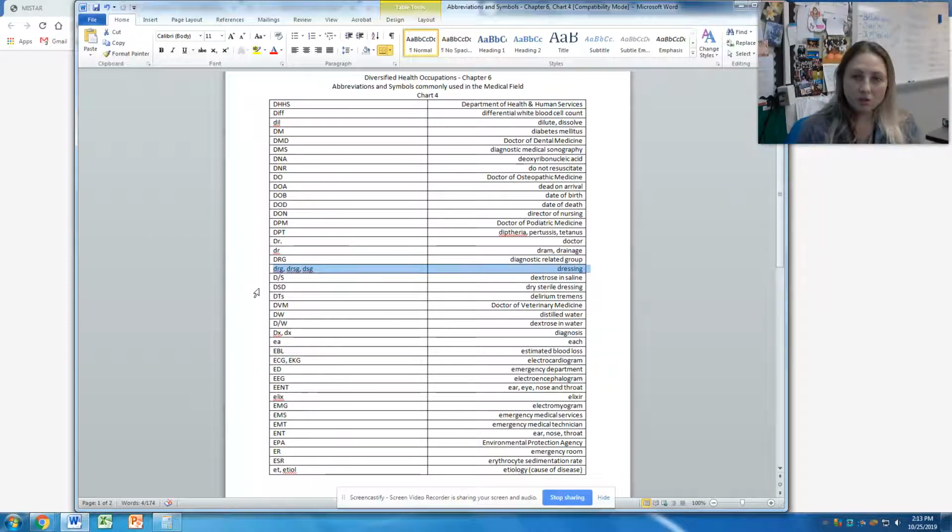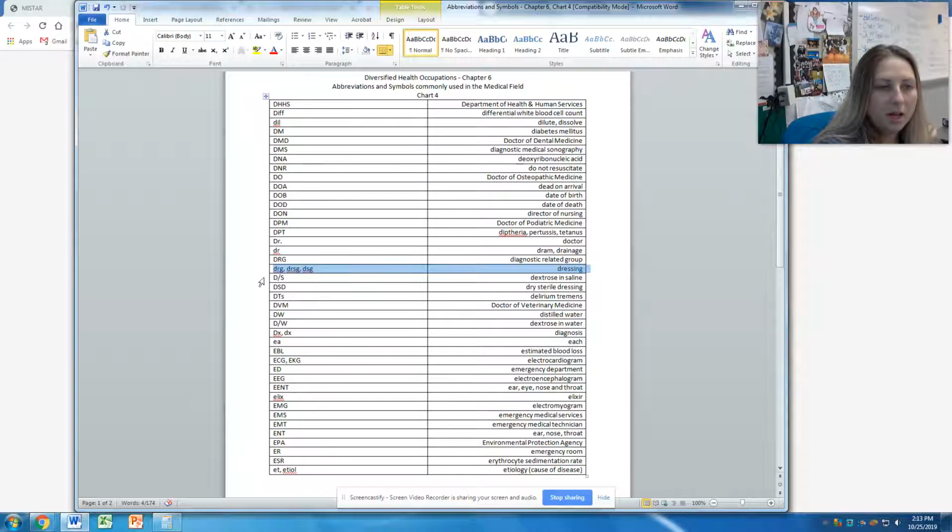Next is dressing. There's 3 different abbreviations you can use for this. There's DSG, DRG, DRSG. Okay, a dressing is what you use to dress a wound, so to stop bleeding. The bandage is what holds the dressing in place, but the dressing is like the gauze that you hold direct pressure on a wound that we used in practice on Wednesday in class.